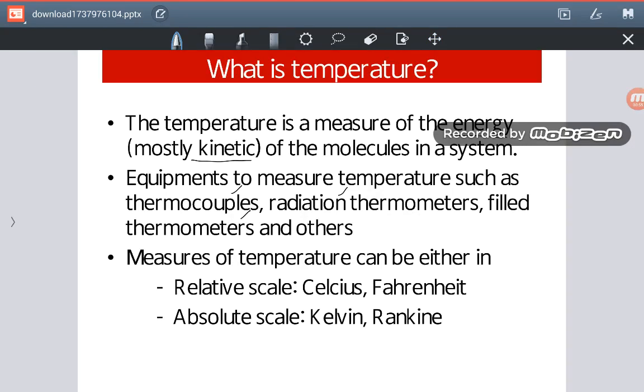In terms of how to measure the temperature, it can be either in the relative scale or in the absolute scale. Relative scale referring to the Celsius and Fahrenheit, while the absolute scale is referring to the Kelvin and Rankine. So what are the differences between both?